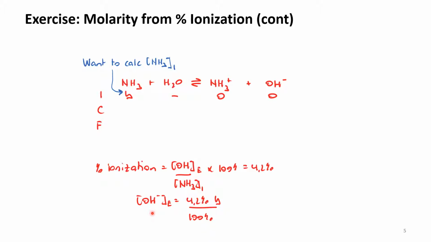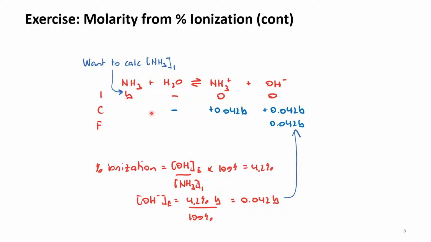Rearranging gives us the equilibrium concentration of hydroxide equals 4.2% times the concentration of ammonia that we start with, which is b, as we said before, divided by 100%, which gives us a value of 0.042b, which we will place here as the equilibrium concentration of hydroxide. Knowing that, we can now calculate the change in the concentration of hydroxide, which would be plus 0.042b. And similarly for ammonium, that would also be plus 0.042b.